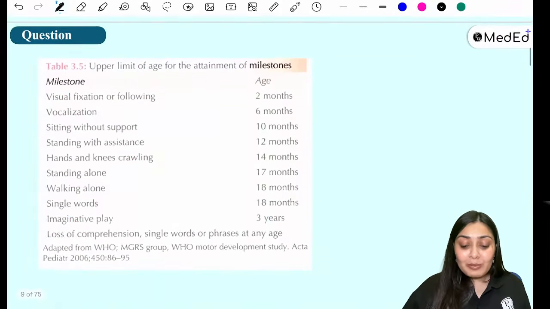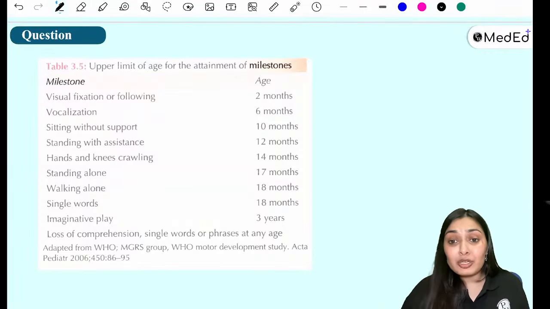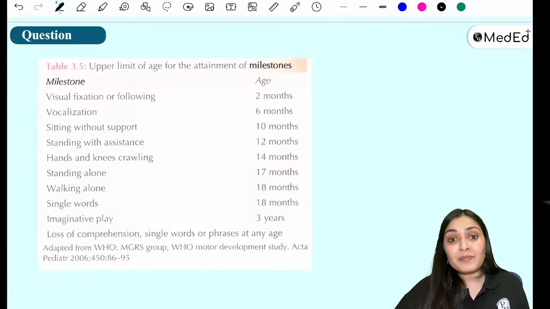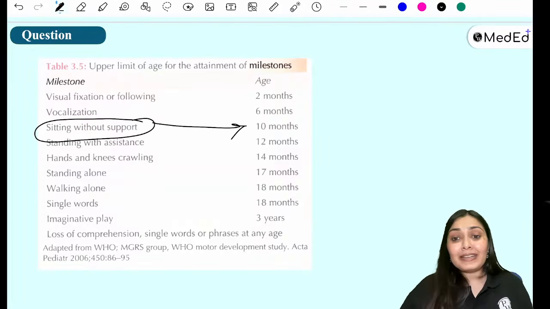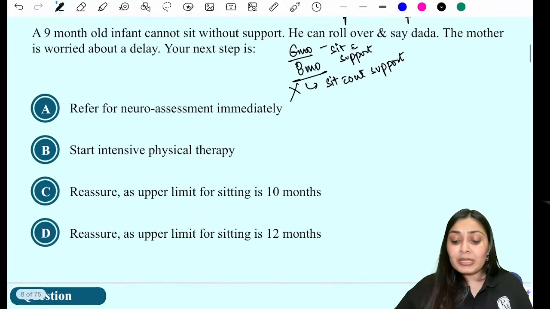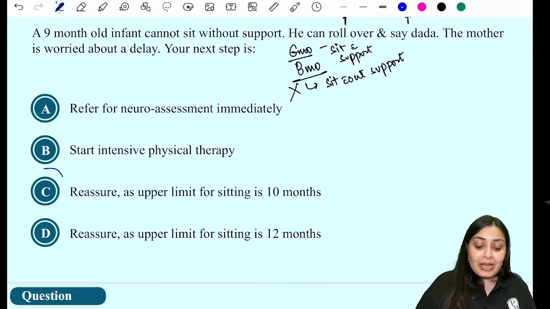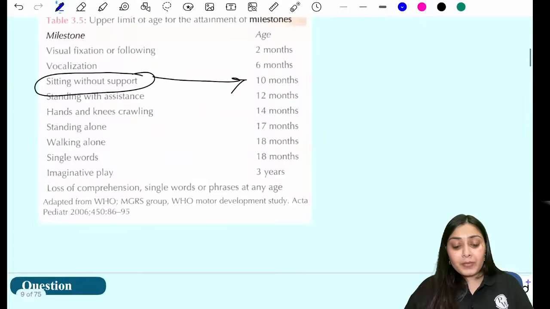So let's look at this table that is given in the Ghai textbook of pediatrics. It has given the upper limit of age of the attainment of milestones. When this upper limit has been crossed, then we go for neurological assessment, right? You can see over here, sitting without support, the upper limit is 10 months. So here the answer would be that I will reassure the mother to please wait for 1 month more, as the upper limit of age for attainment of this milestone of sitting is 10 months. So option C is correct. Reassure as the upper limit for sitting is 10 months, right?